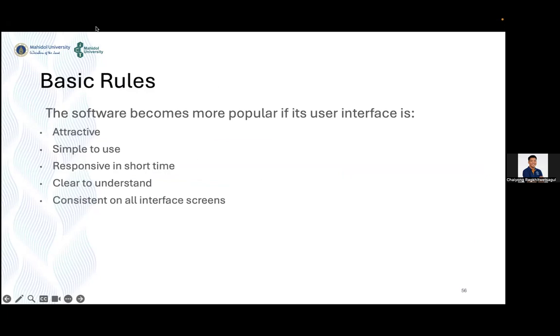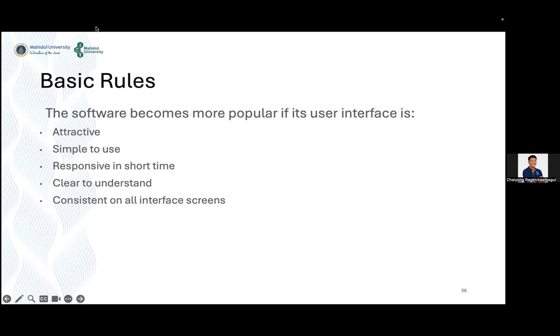The basic rules that all the software applications must adhere to is that the software must be attractive. So the first thing is that you should design the software in a way that it is beautiful and it is attractive to use. The second one is it is simple to use. It should not be too complex. This depends on the type of the users. You might have novice users, so that these people will not know how to operate the software. You might need to have the software that is very easy and simple to use.